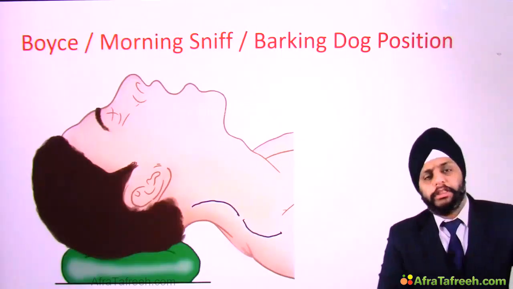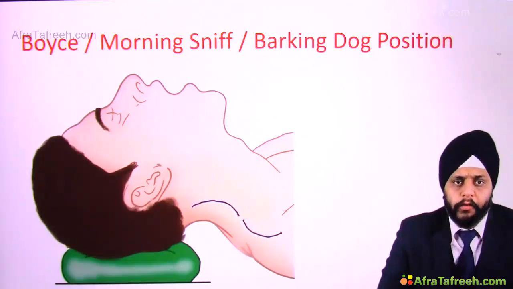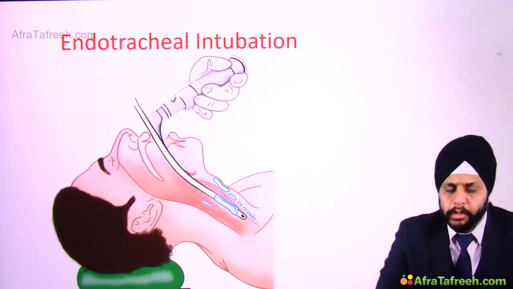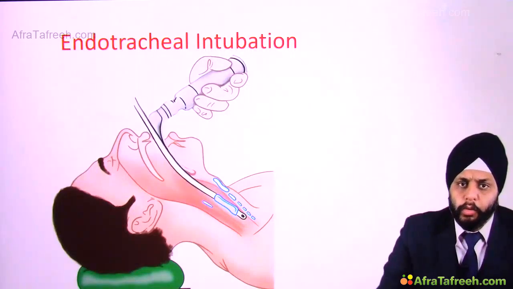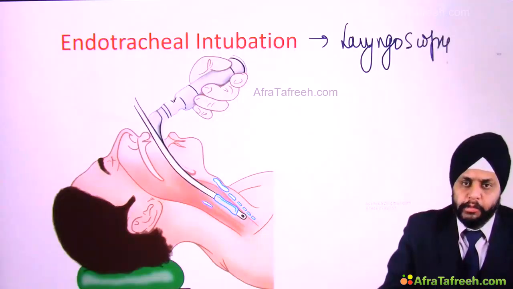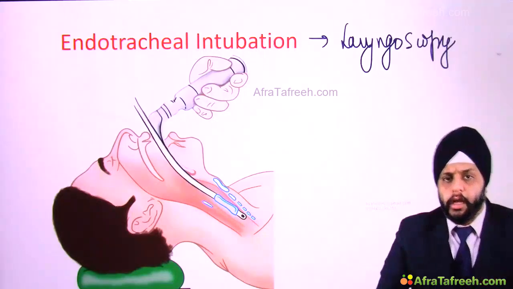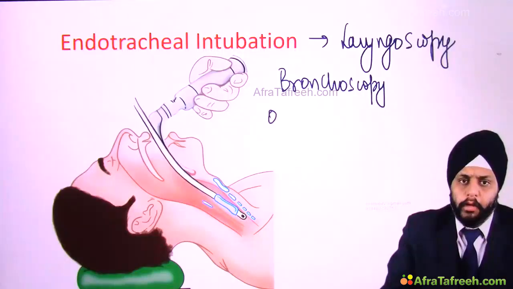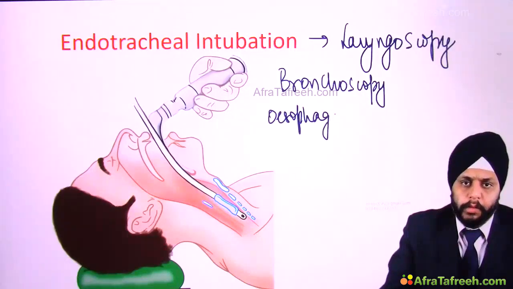This position is used for, you can see over here, endotracheal intubation. What do we do during endotracheal intubation? We first do laryngoscopy. So this position is used for laryngoscopy, it is used for bronchoscopy, it is used for esophagoscopy.